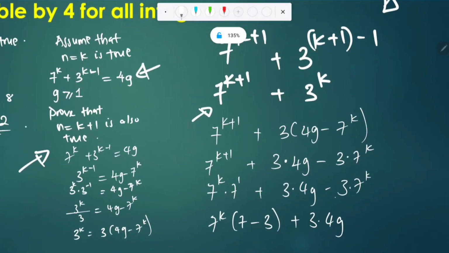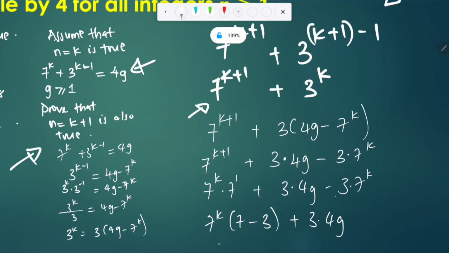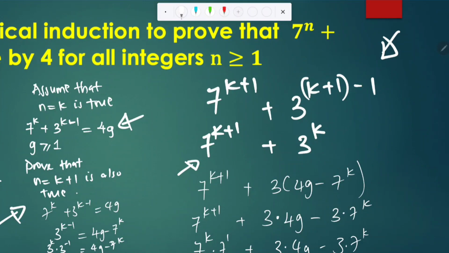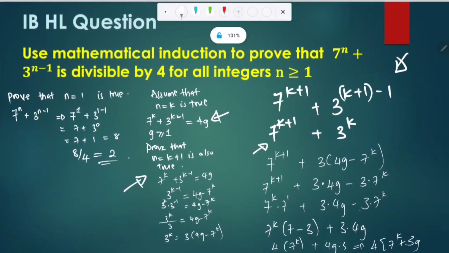Okay. Now, lastly, we can see that 7 minus 3 is 4. So this will be 4 times 7 to the power k plus 4g times 3. And then if we factorize 4 out of this expression, we would have 4 into 7 to the power k plus 3g. And since we can write this as a multiple of 4, it means that the expression 7 to the power n plus 3 to the power n minus 1 is actually divisible by 4.